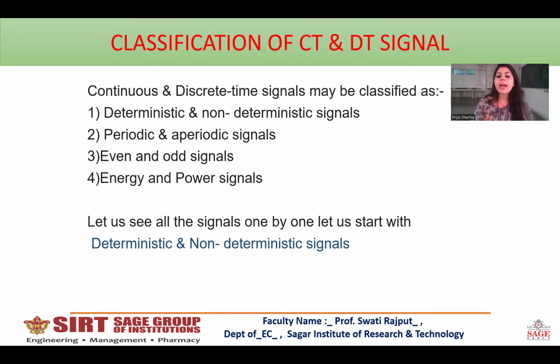Then classification of CT and DT signals. Now signals, as I told you, are classified as CT and DT. Both CT and DT signals can be classified as, here I have mentioned some of them: deterministic and non-deterministic signal, periodic and aperiodic signal, even and odd signal, energy and power signal. Now we are going to discuss everything one by one. So let us first start with deterministic and non-deterministic signals.